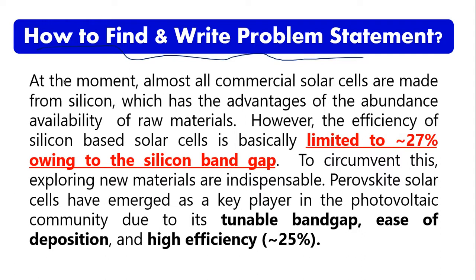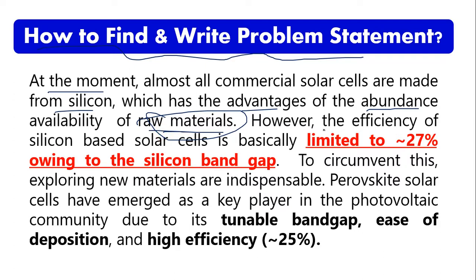Please do not copy this problem statement, but you need to do your own survey and then you write. At the moment, almost all commercial solar cells are made from silicon. Wow. Which has the advantage of the abundance and availability of raw material. We are talking about silicon, which is in the form of sand, right? This means that almost all commercial solar cells or photovoltaics are from silicon. Why? Because we know that silicon is available in abundance in nature, right?